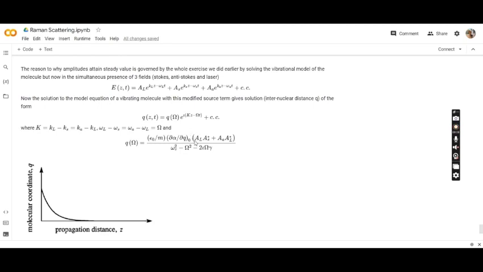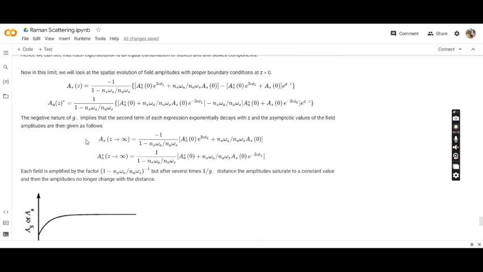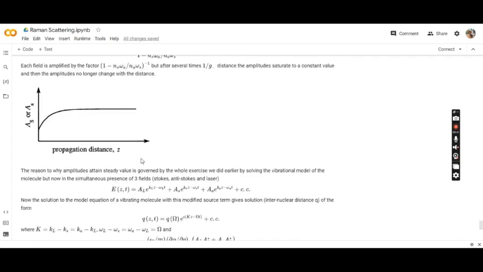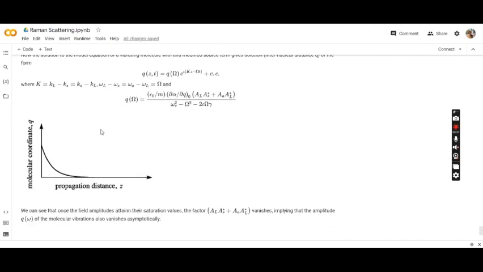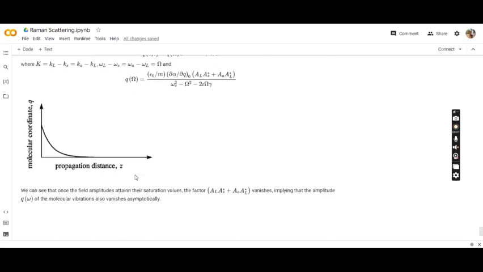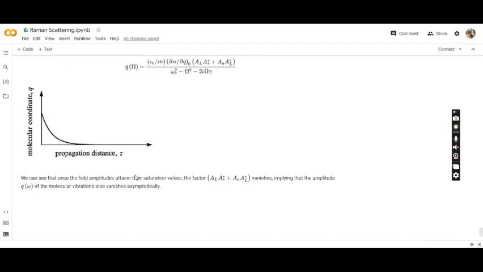And we can see that because of this factor on the right, A_L A_S* plus A_A A_L*, when we substitute the saturated values of A_S and A_A* in this expression, this turns out to be 0. And because of that, q(Ω) in the high z limit vanishes, and we can see that the vibration of the molecule ceases, and hence the fields attain a saturation value. And yes, I think that is it from my side.